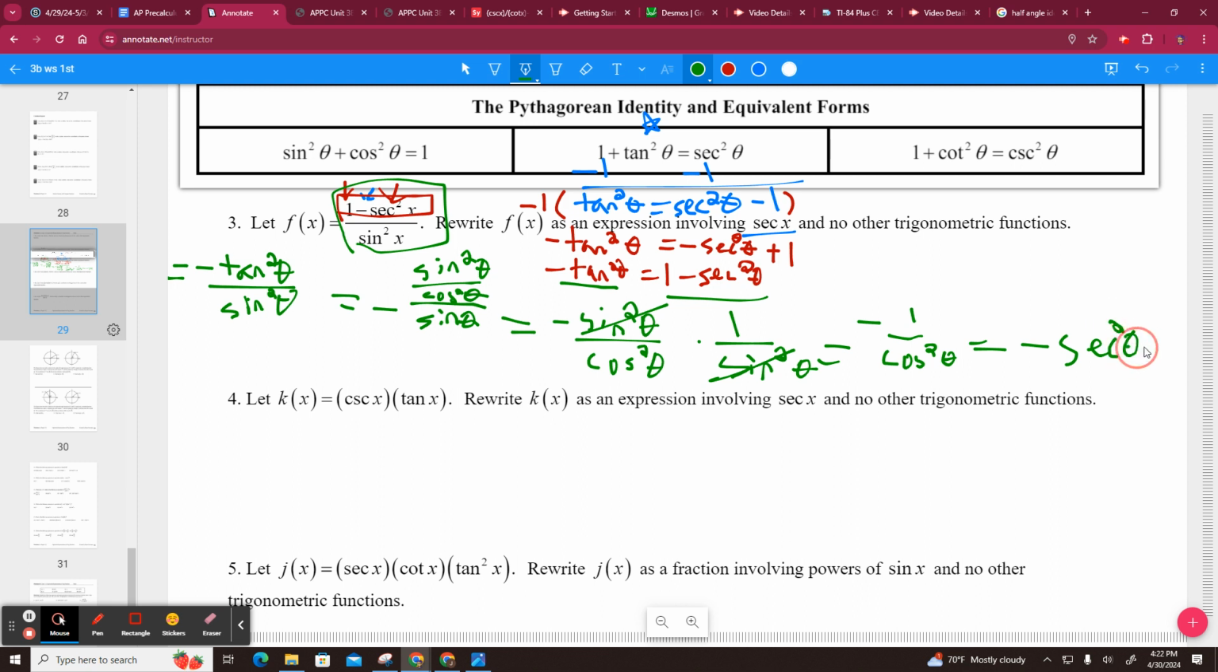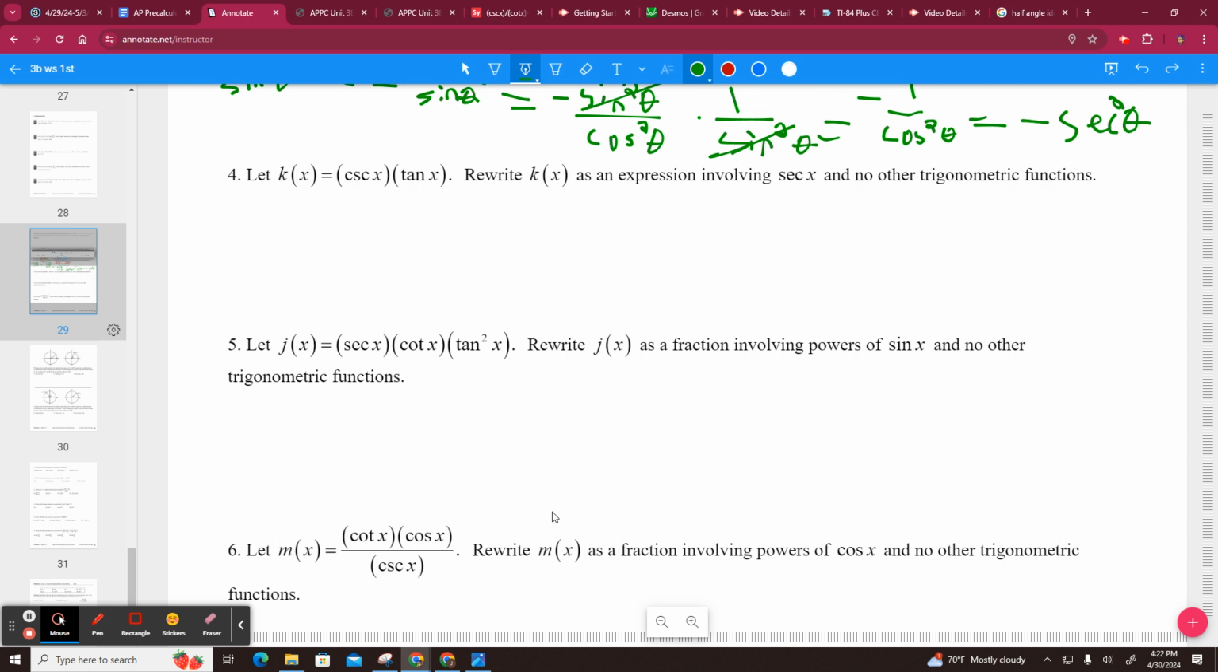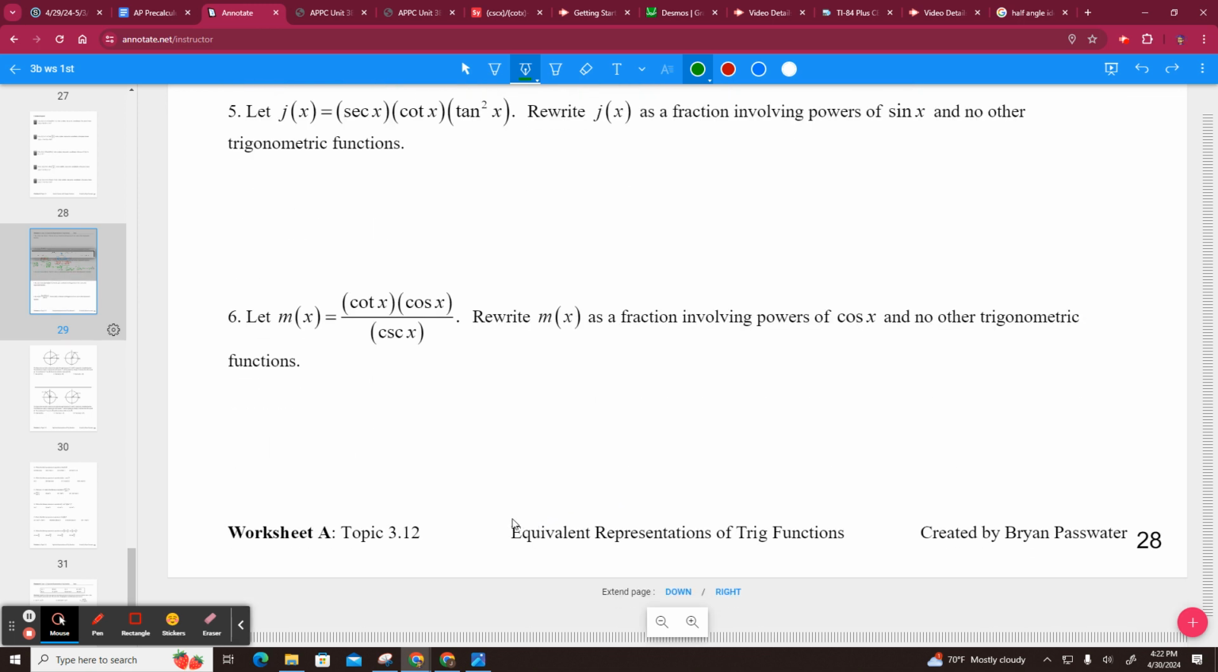And they wrote it in terms of x, so technically this should be secant x, but x and theta are interchangeable. You would just use the one that they used. I'm just trying to do this quickly. My head is hurting. So let's see.